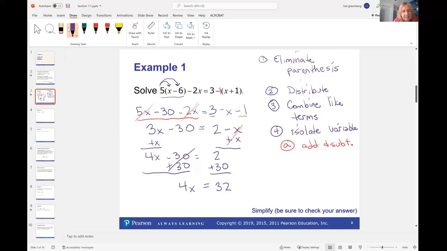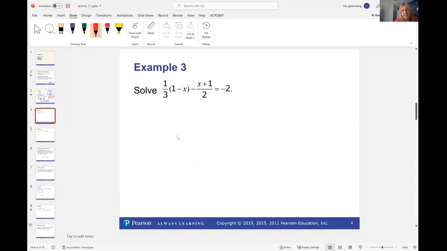Now 4x is the same as 4 times x. So I do the opposite operation, which is division. I'm going to divide both sides by 4. These cancel, and I end up with x equals 32 over 4, which is 8. And that is my final answer. So I would say add and subtract first, multiply and divide second. That takes care of problem number 1.